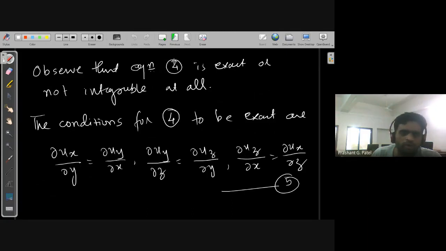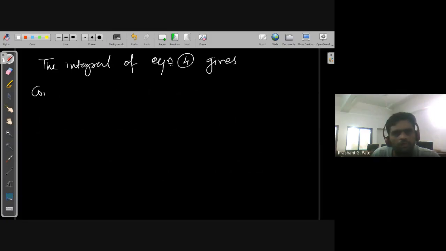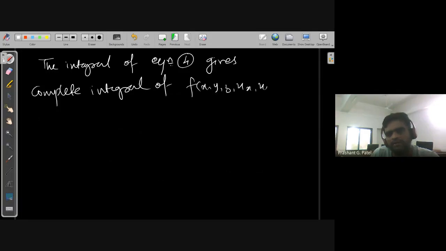So equation 4 gives a complete integral of our equation. That means the integral of equation 4 gives the complete integral of f of x, y, z, ux, uy, uz equal to 0. Whatever the solution or complete integral is, it will be given by this.